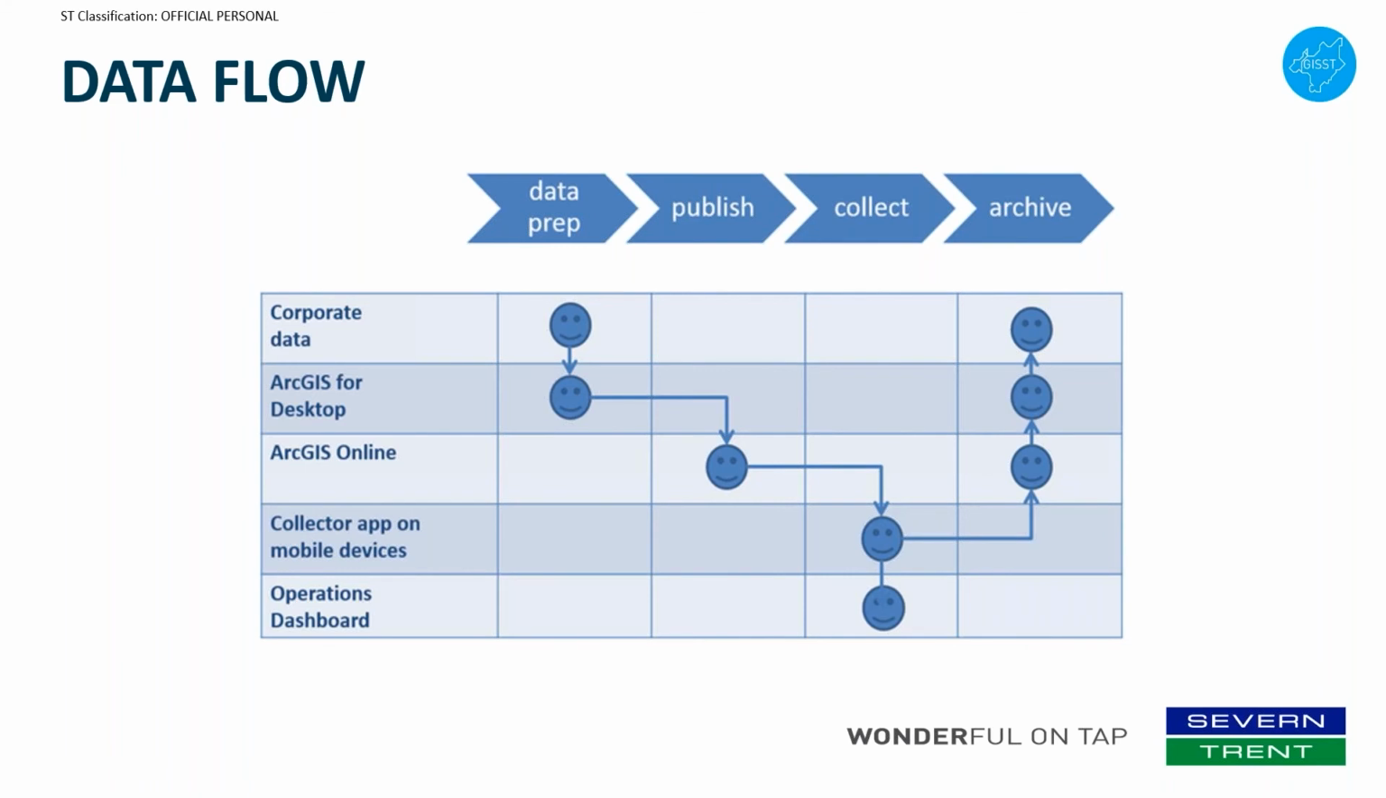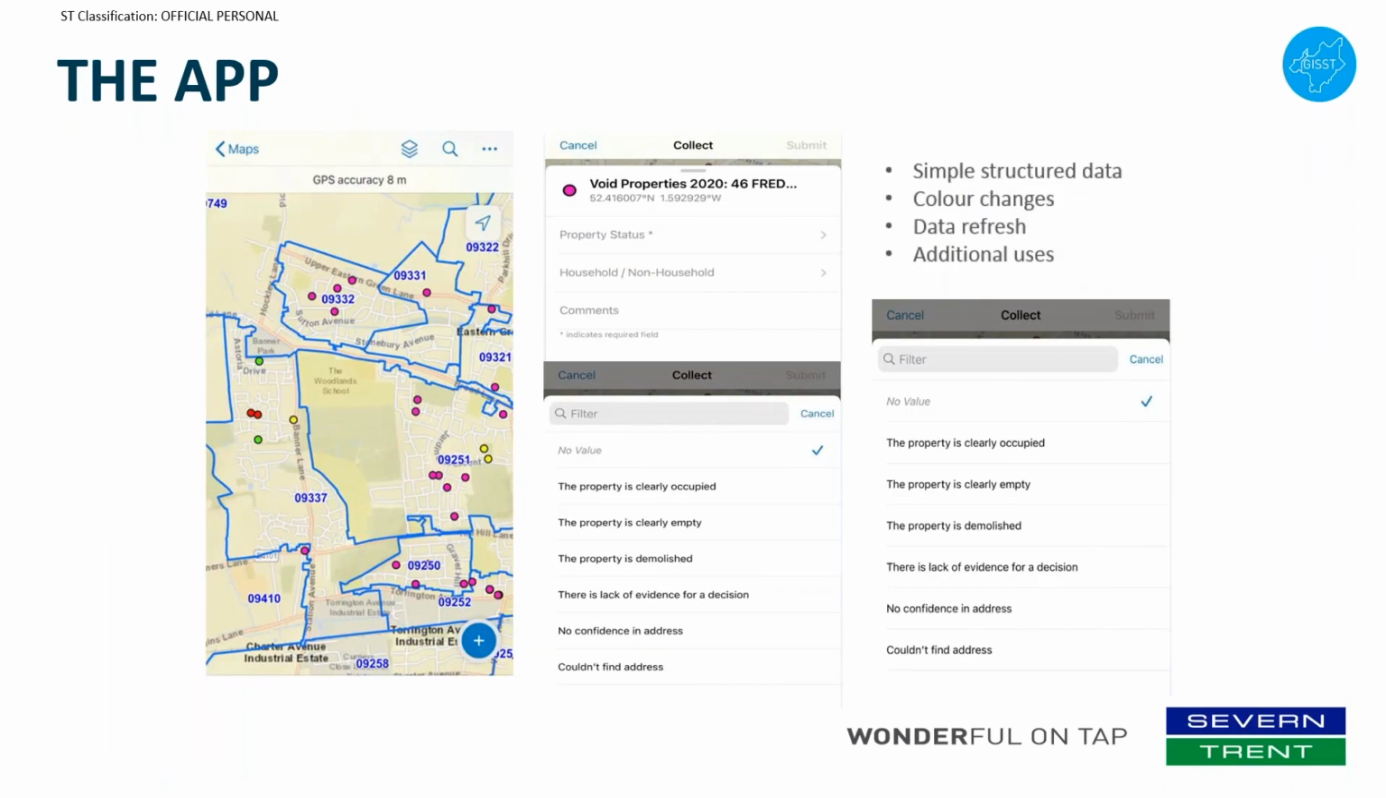Next slide, please, Steve. Thank you. So here you can see a few screenshots of how the Love Our Network app looks. We kept it simple for our users, only asking them to answer 2 questions, so property status and whether the property was a household or non-household, both using drop-downs to make it really quick and easy. We also added a comments box for users to add anything they thought might be useful.